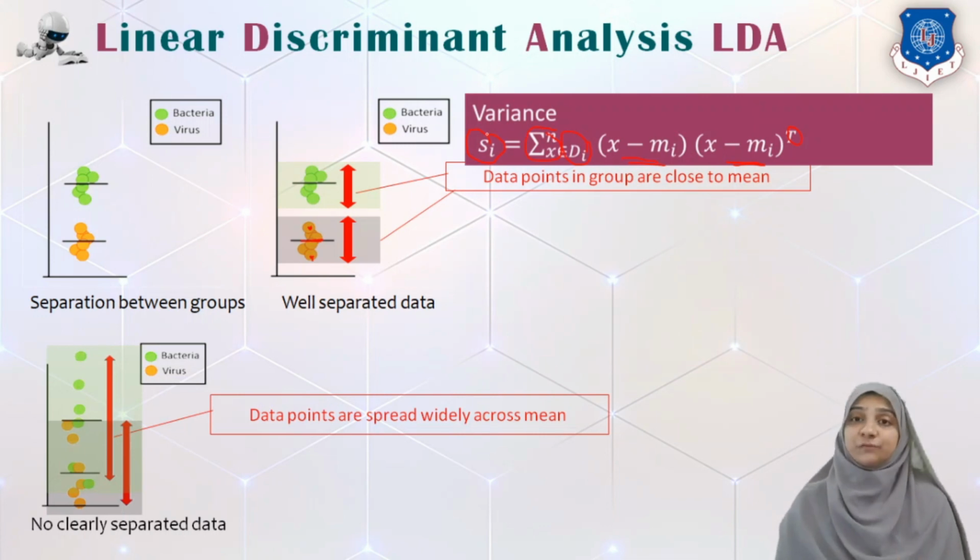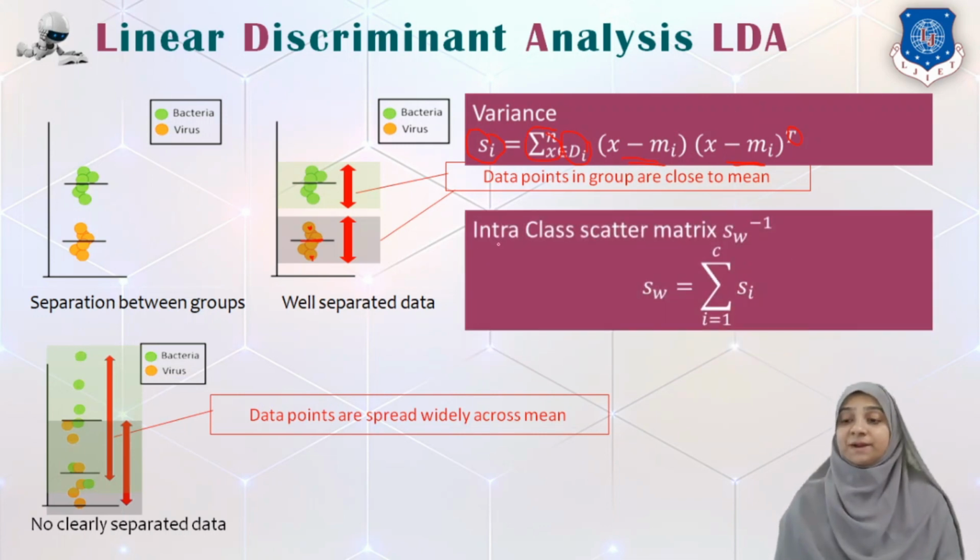Likewise, we will calculate the variance for each and every group, and we prepare something called the intra-class scatter matrix. The intra-class scatter matrix tells us how much the data points are scattered in a particular group. It is represented as S of W, where W stands for within a particular class. Within is also intra-class, and this gives us the scattering or the variance of data points across their mean. That's why we call it the intra-class scatter matrix.